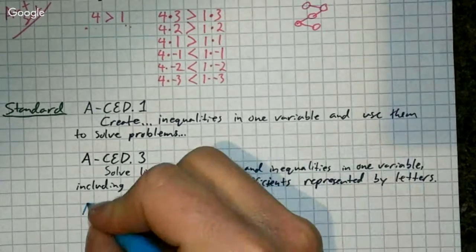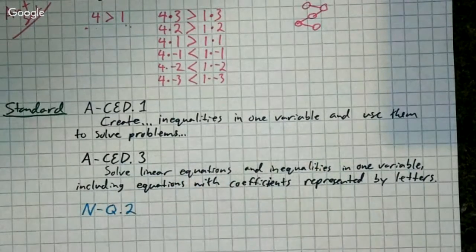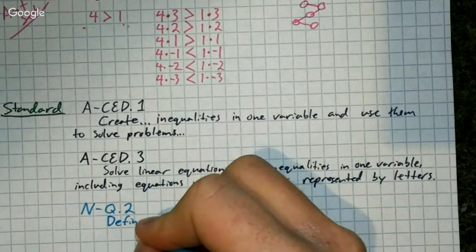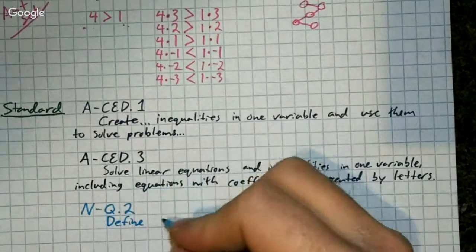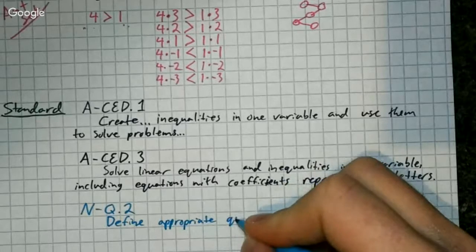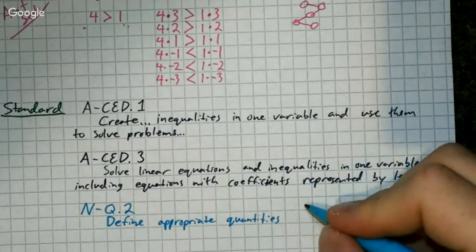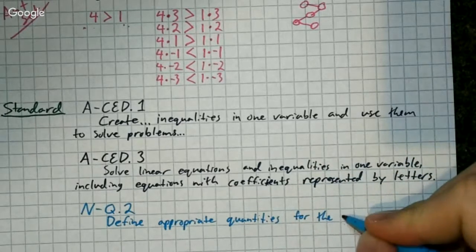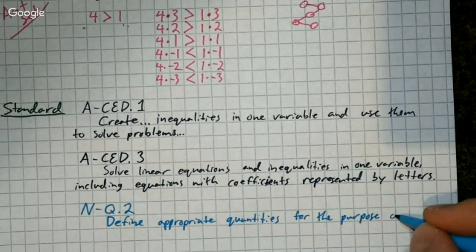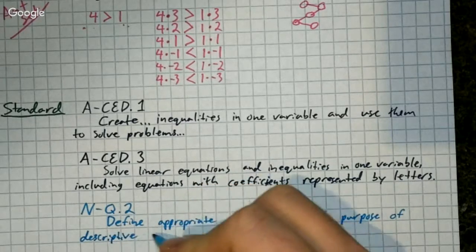And that's going to be N-Q.2. And what this one says is that we are going to define appropriate quantities for the purpose of descriptive modeling.